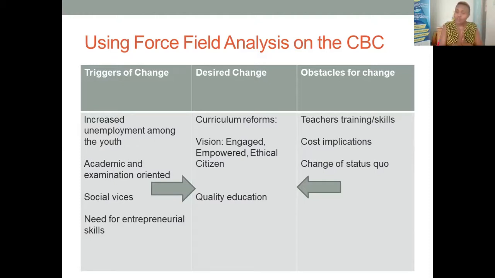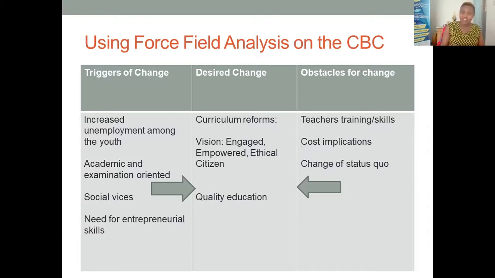We would wish to have this kind of quality education, but it comes at a cost. We need to have our teachers trained. We need to have our teachers given the skills. We need parental engagement. There's the aspect of cost implication. People are usually resistant to change. And these are things that could restrain change from actually happening.